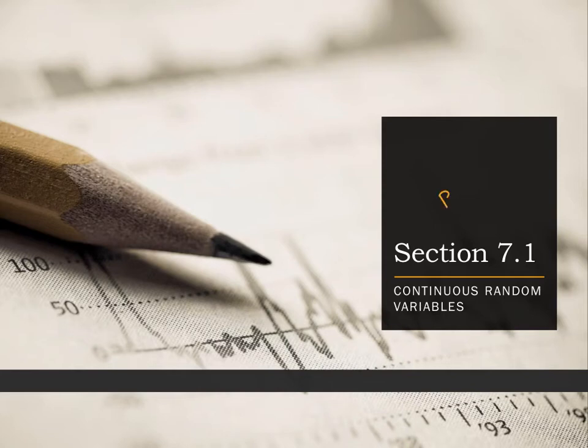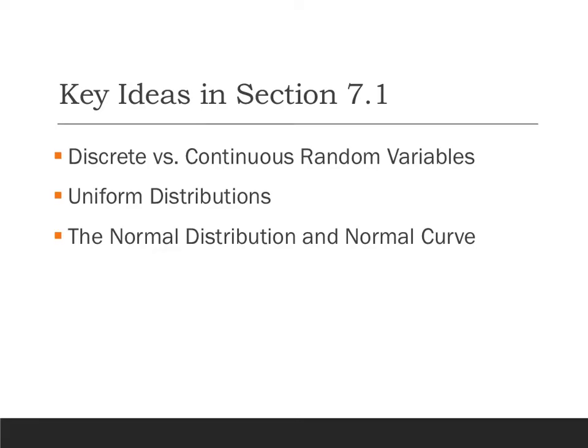This is the video for section 7.1, part 2. In this video, we're going to look at some of the ideas like area being probability and the empirical rule and some other things that go along with that normal curve.